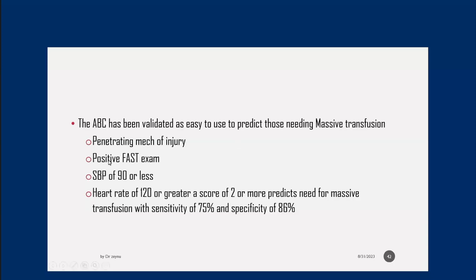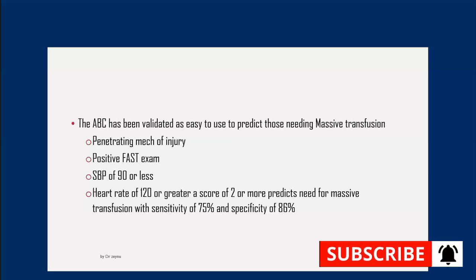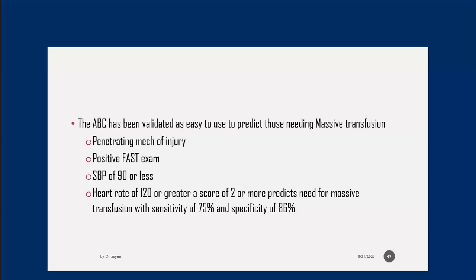And if a patient has a positive FAST examination, we score 1, and if no, we score 0. And systolic blood pressure of 90 or less: if yes, score 1, and if no, 0. And heart rate with 120 as a threshold. If we get 2 out of these 4, we can say that this patient is going to need a massive transfusion protocol, with 75% sensitivity and 86% specificity.